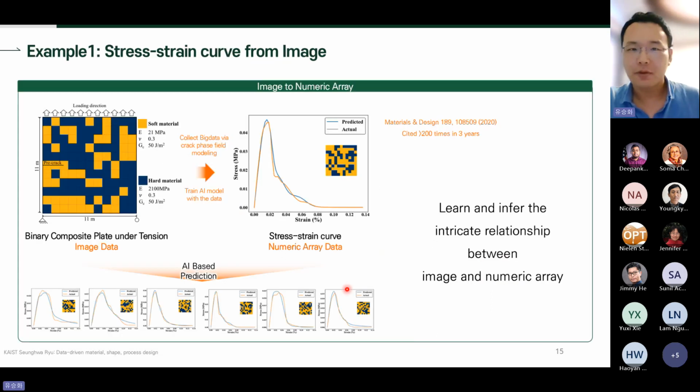One example of AI starts from this image of a binary composite plate under tension in the vertical direction. We can generate the stress strain curve. Now, after collecting big data and training an AI model, without running FEM simulation, we can predict the stress strain curve out of this image only. This is an image to numeric array paper, which is cited quite many times.